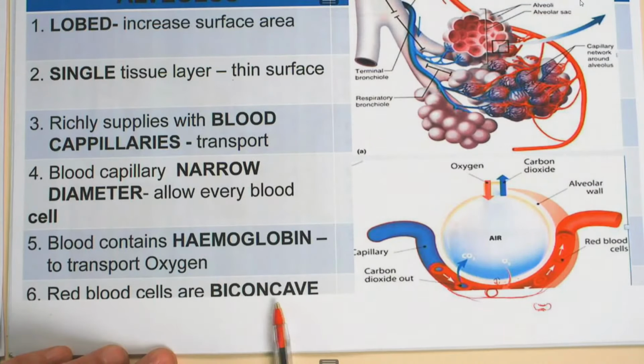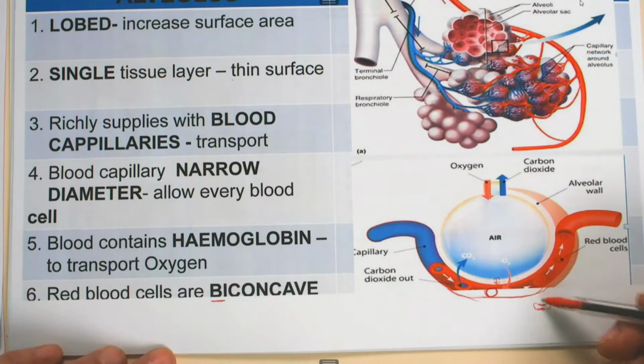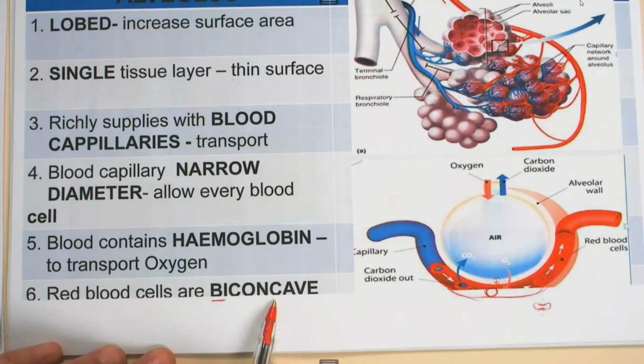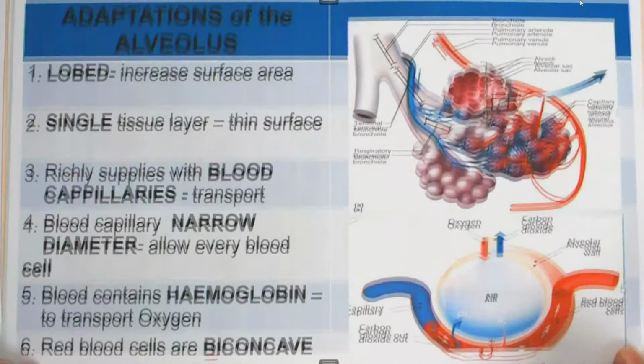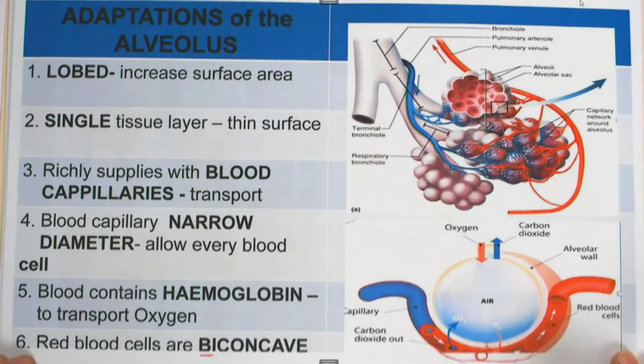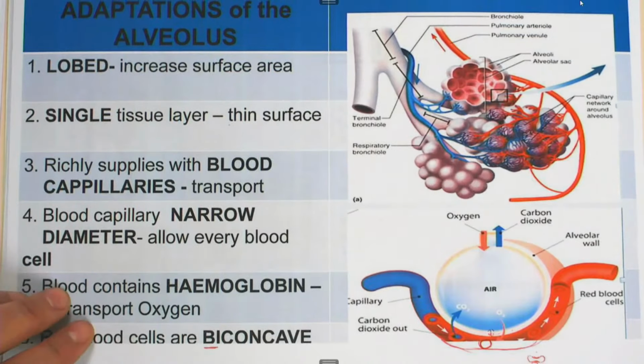And then the shape of the blood cells, the difficult name is biconcave. Bi meaning two, one on that side, one on this side. It's two sides, so it's biconcave. These things, study this, ladies and gents. This is how the alveolus is adapted to do its function. We like to ask you about adaptations.